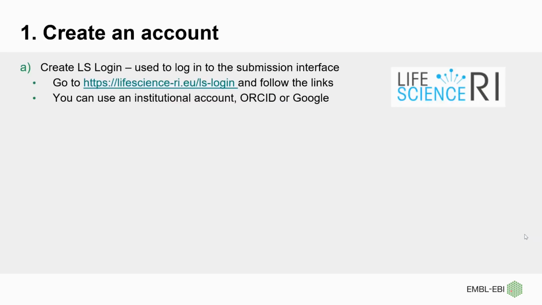So the first step is to create an account. When you go to our submission website, you'll be prompted, if you don't have one already, to create a LS login, which is administered by Life Science RI. And you can use this to log into our submission interface. So you just need to go to the link that I provided there and follow the steps. And you can use an existing login, such as your own institutional account or something like ORCID or Google to set up your ID, or you can start from scratch.